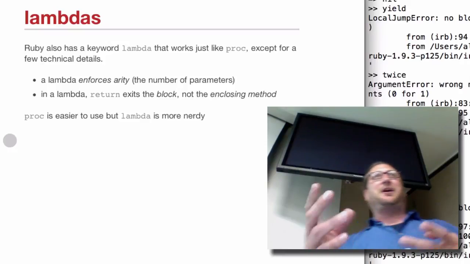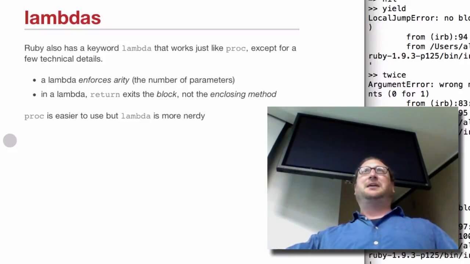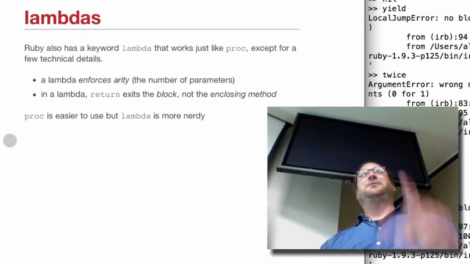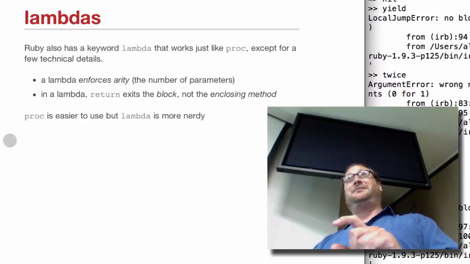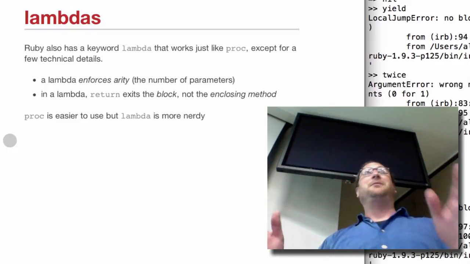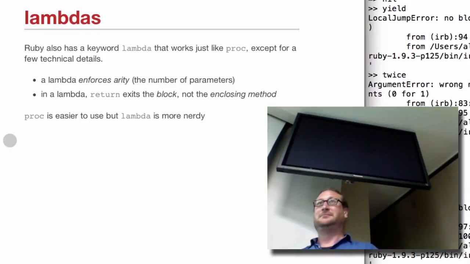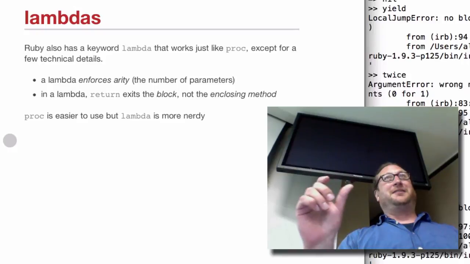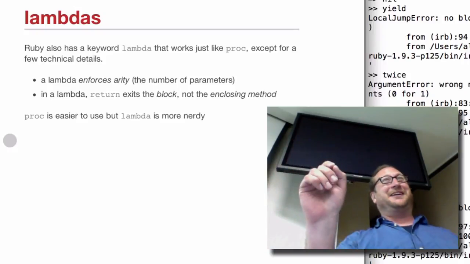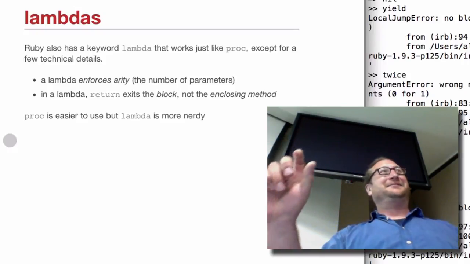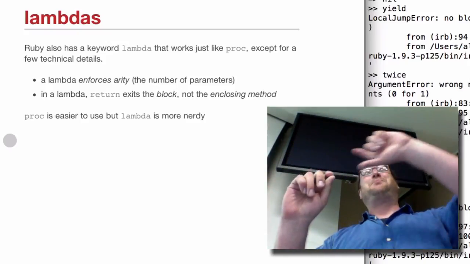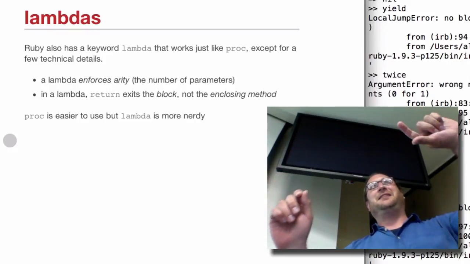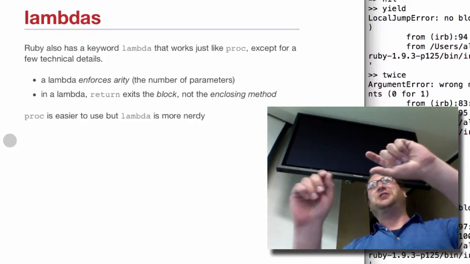So let's say there's a proc. If you call the proc with 10 parameters, but the proc was just defined do blah blah blah end with no parameters, that's fine. But if it was a lambda, then it would care. It would actually say wrong number of parameters, just like a method does. The other difference is even more subtle, which is the behavior of return. If you use return inside of a block, if that block is in a proc, then that return statement returns from the method that is calling it. But if it's in a lambda, it returns just from the block.